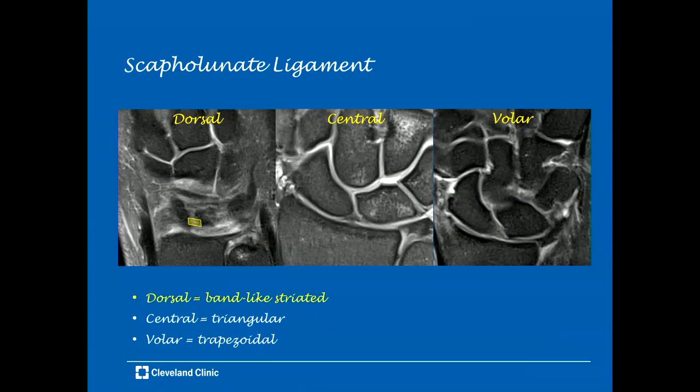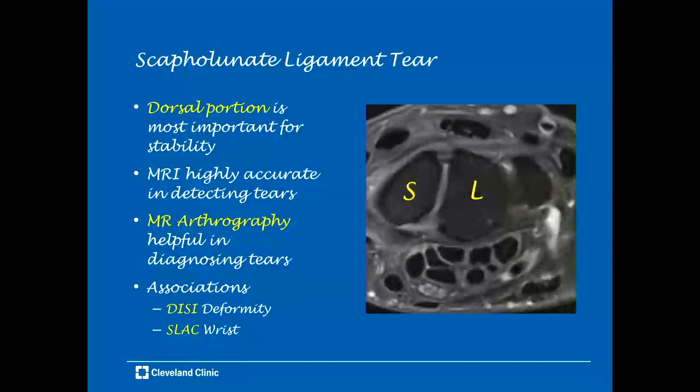It has a dorsal component, which is band-like in structure and has a striated appearance. It has a central component, which is more triangular in appearance and can often normally be high in signal and shouldn't be overcalled as a tear. And it has a volar component, which is more trapezoidal in appearance. The dorsal portion of the scapholunate ligament is the most important in terms of maintaining stability of the joint, and it can be well seen also on the axial images, as shown in this figure.